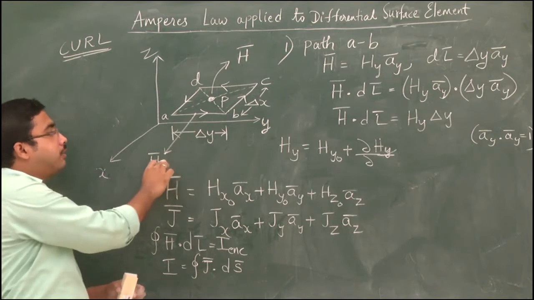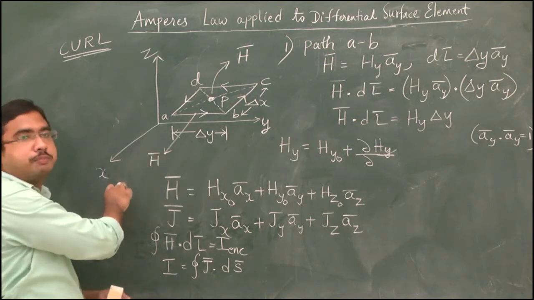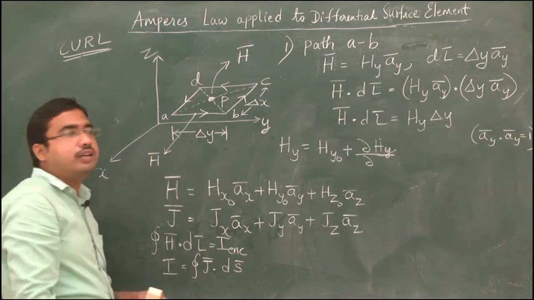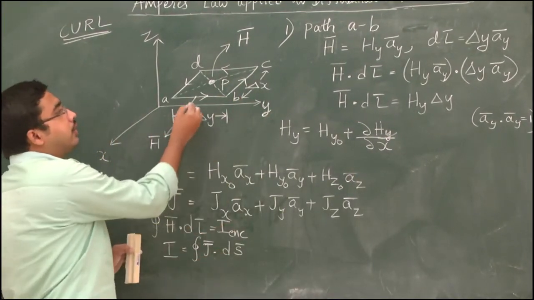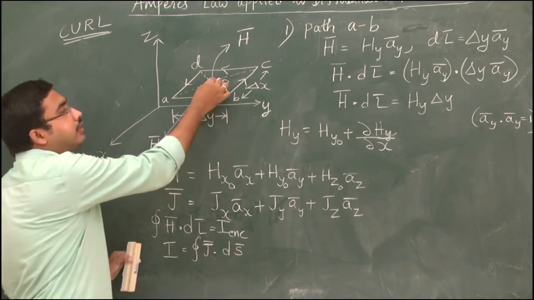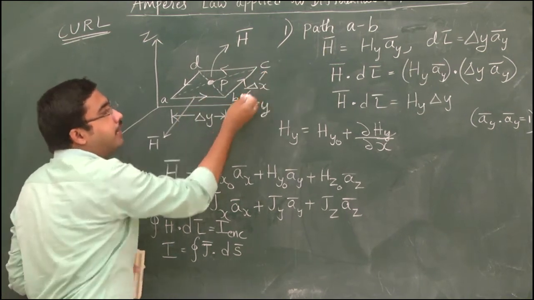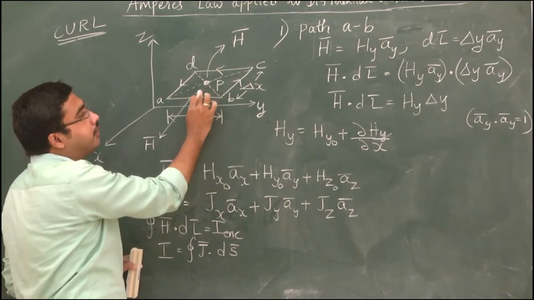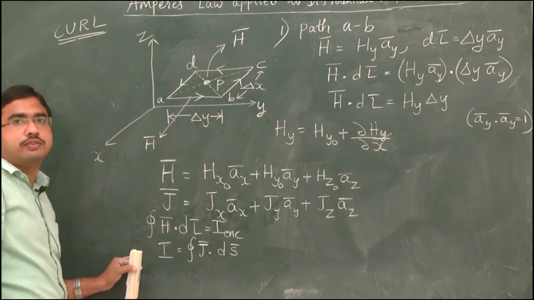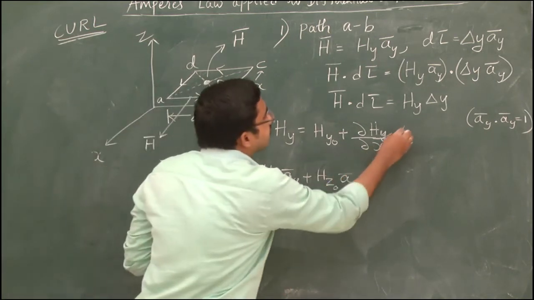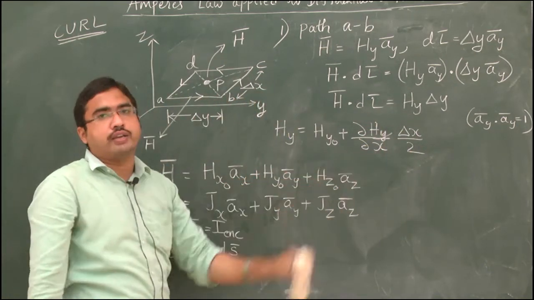That means this H bar is matching with which direction? X direction. That means it is varying with respect to x. Your Hy is varying with respect to x. Dou Hy by dou x into what is the distance from point P to this side AB? If you consider the complete length, that is delta x, from this point P to this side is exactly half, because this P is exactly at the center of the Amperian path. So that is delta x by 2. So this is the expression for Hy.